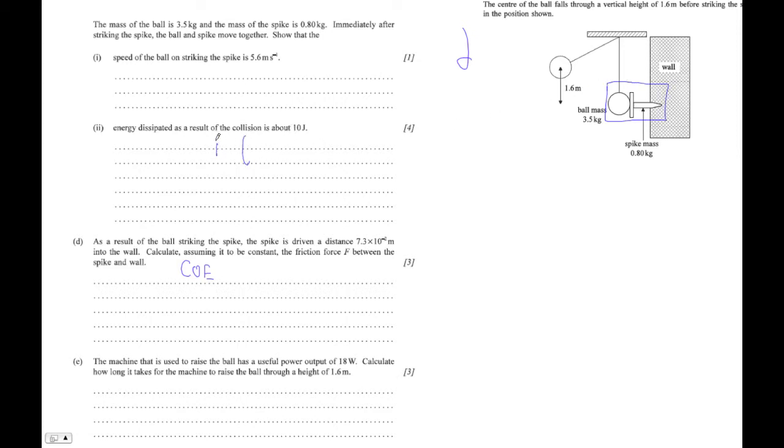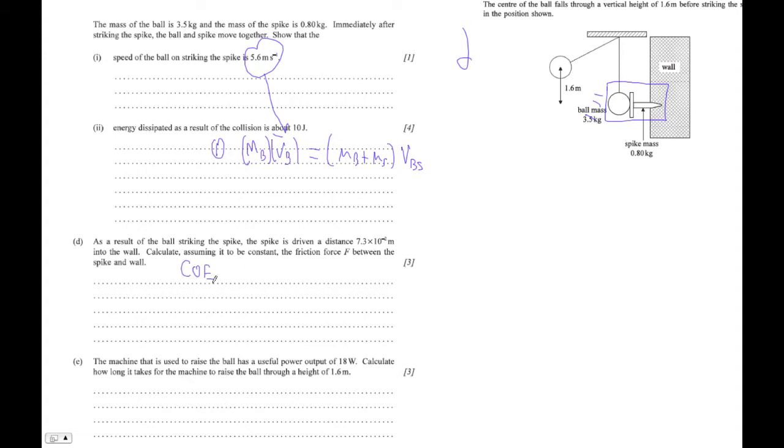So you figured out a speed here, and it was mass of the ball, velocity of the ball, right? That's this guy, okay? Equals mass of the ball plus the mass of the spike times the velocity of the ball and the spike, right? Okay. That's going to lead to this system here. Of course, it's moving with whatever that speed is, and that speed is between 4 and 5 meters per second.